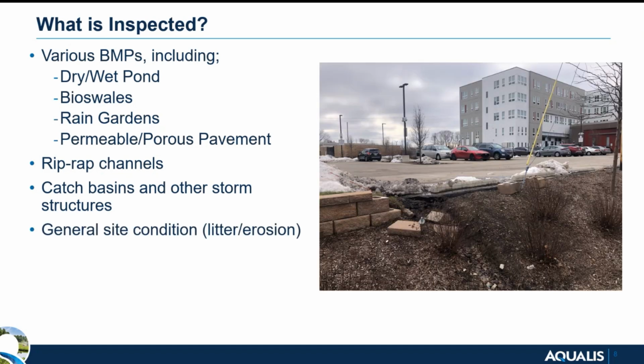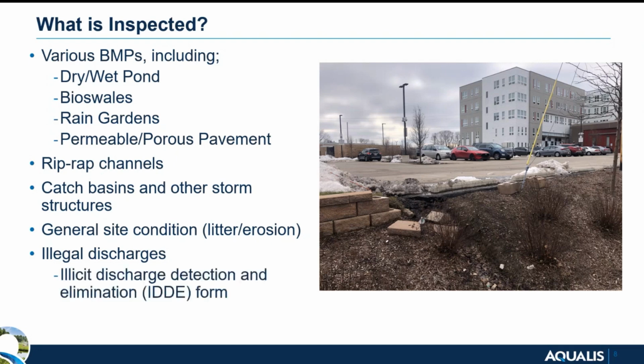We're also checking for general site condition. This is anything from litter, erosion, just general site misuse. That could be illegal discharges. There could be hazardous material. So we'll call these things out on our inspections. And if we're in the city of Milwaukee, we'll be filling out the illicit discharge detection and elimination form. So we'll just be poking our heads in that final outlet structure and taking a sample if there is some flow during a dry weather period.